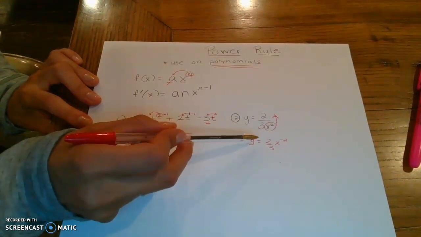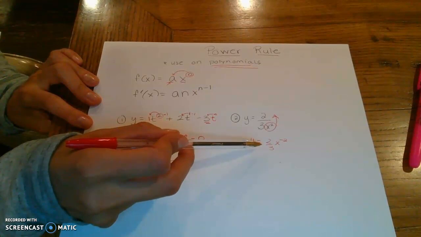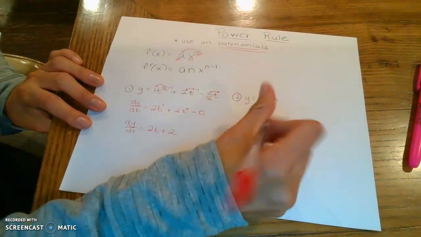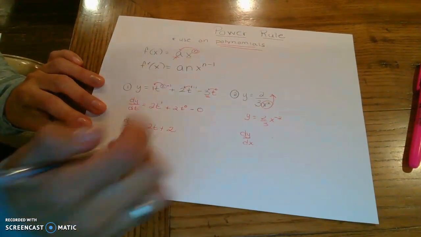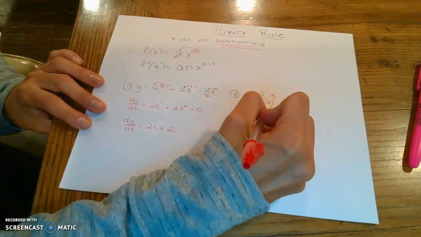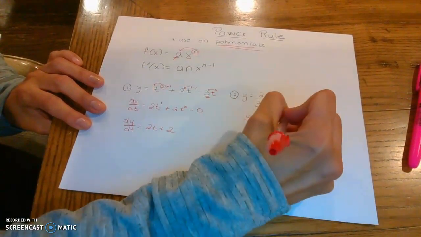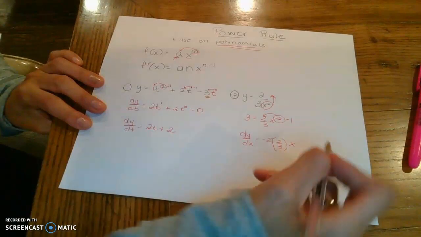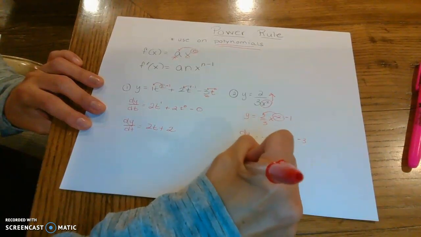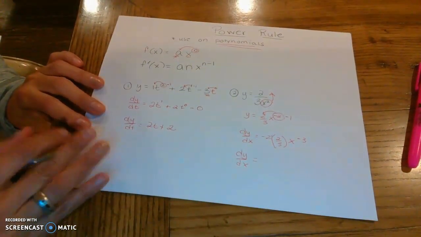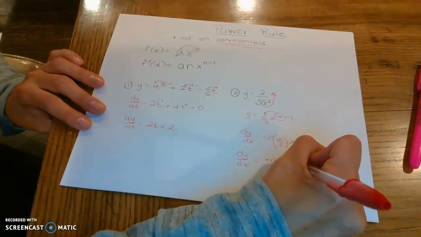Now that I look at this and I say, okay, I have no variables in the denominator, I have no radicals present, I can go ahead and take the derivative. So when I do this, this now becomes dy/dx in this case, because the independent variable is x. That exponent comes into the front, and it becomes -2 times 2/3 x, and then this drops by 1. And when that drops by 1, that becomes x to the -3. So now dy/dx is equal to -4/3 x to the -3.